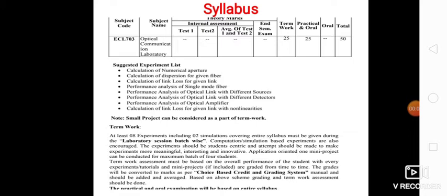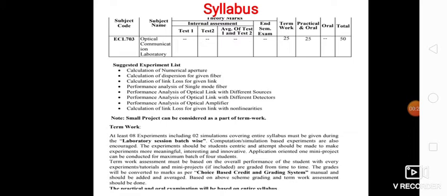First we will go through the syllabus. In Optical Communication Lab, 25 marks of term work and 25 marks of oral practical is there. In this way the total marks is 50 marks. There are some suggested experiment list from Mumbai University.